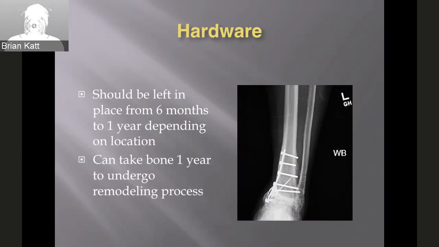Hardware for fractures should be left in place for at least 6 months and even up to a year, depending on location. It can take up to a full year for the bone to remodel around the hardware. Here's kind of what the bone will look like immediately after removing some of the fibular hardware there.